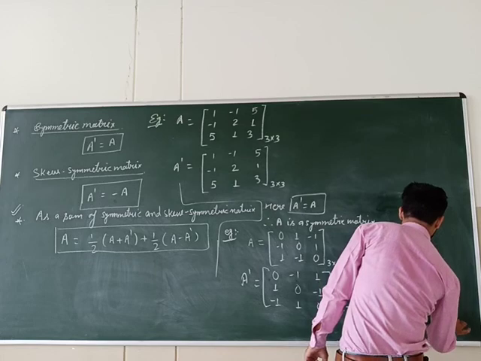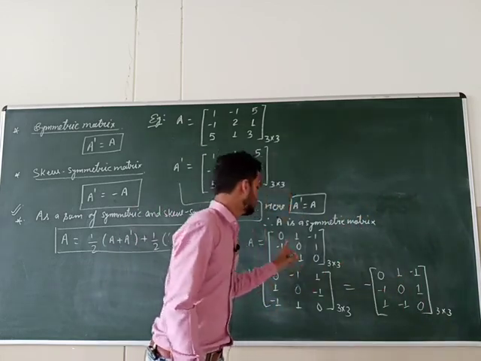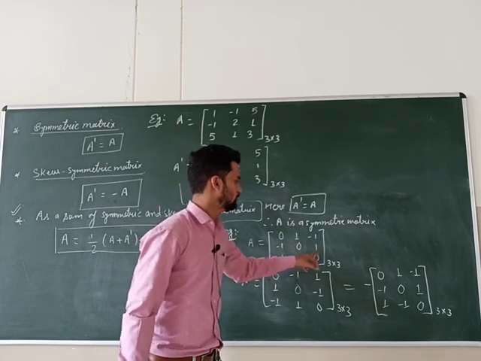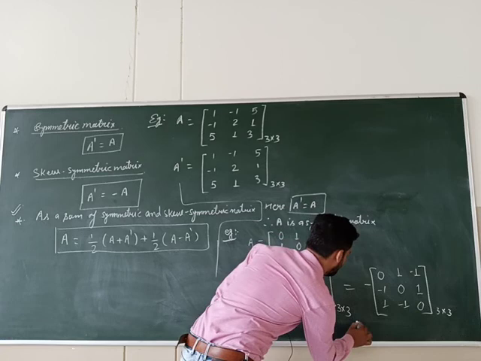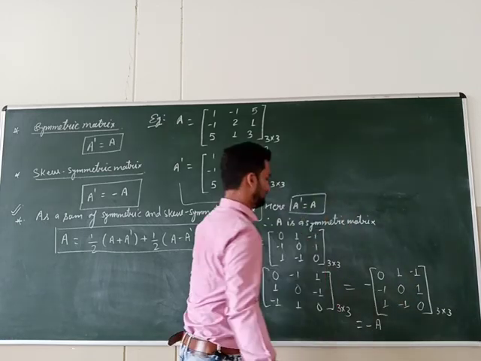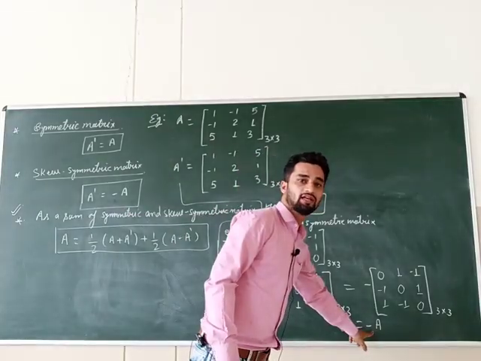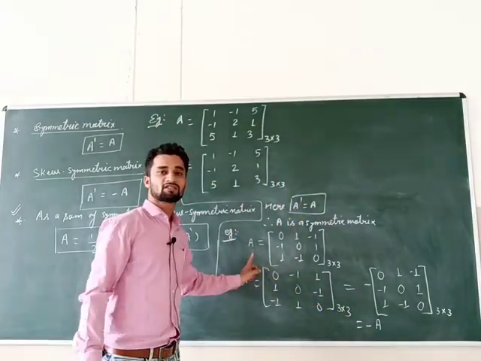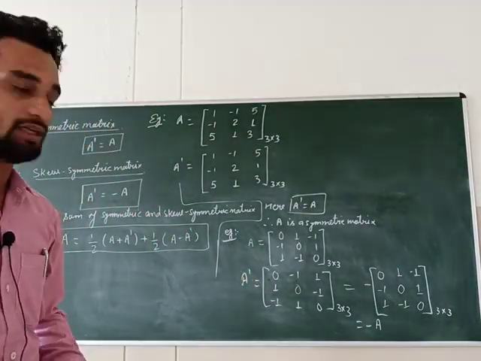This will be plus 1, this will be minus 1, and this will remain 0. And now you can see the matrix is 0 1 minus 1, minus 1 0 1, 1 minus 1 0. It means we can write this matrix as A. It means the transpose of the matrix is coming equal to minus A. It means the given matrix must be a skew symmetric matrix. I hope you understand. Thank you.